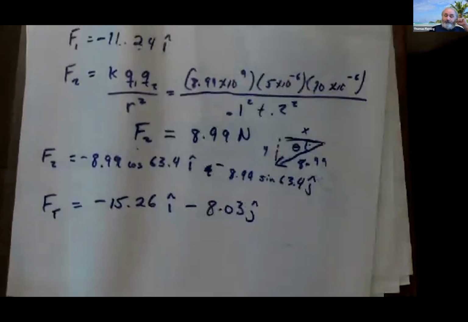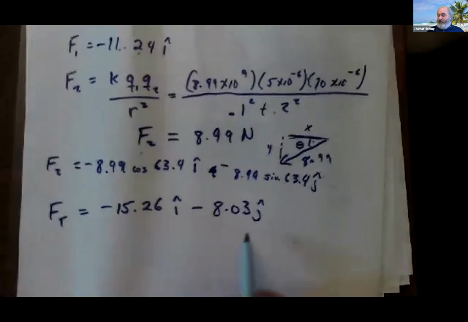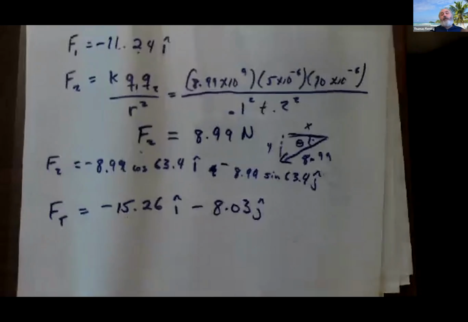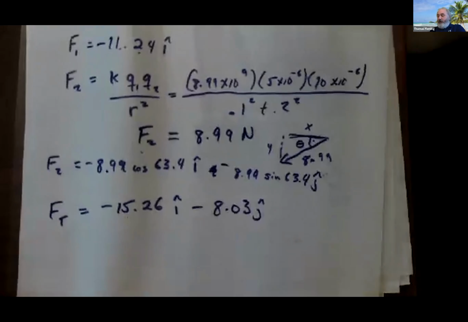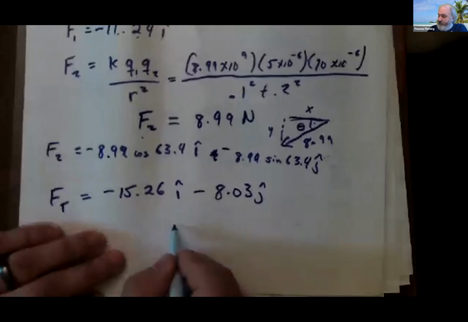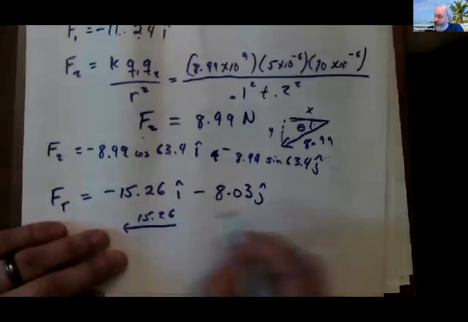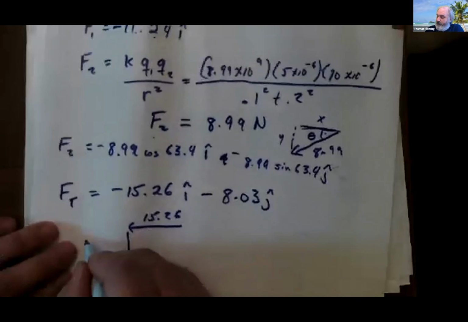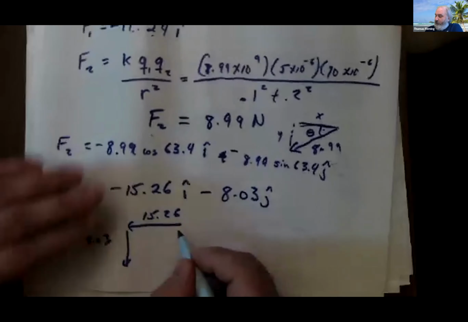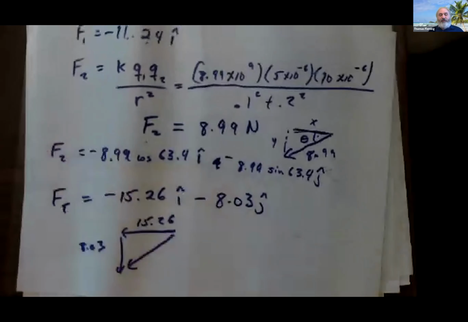So far, so good? Yes. So, all that's going to happen is the total force experienced by that 5 microcoulomb charge, it's going to be down and to the left. So it's this much left and this much down. But if I wanted to find the magnitude and direction, I wouldn't want to cite my answer like this, because I can visualize that this is going to be a vector that's to the left 15.26. It's down 8.03. So my final answer is down and to the left this much.